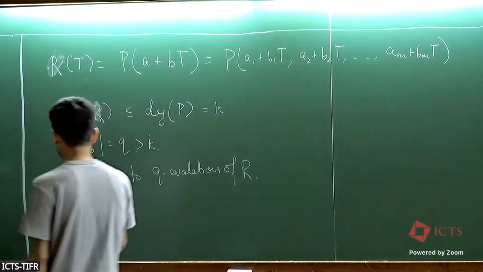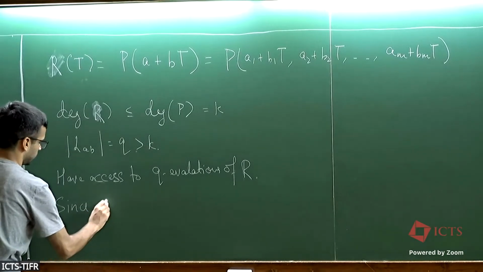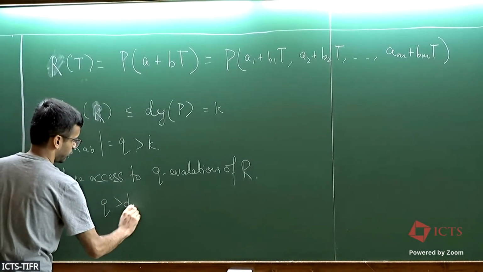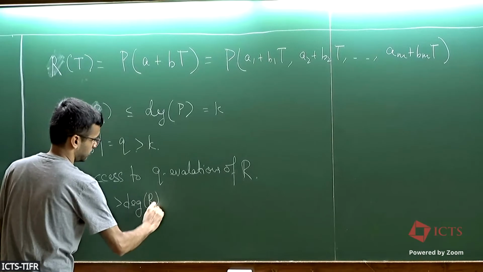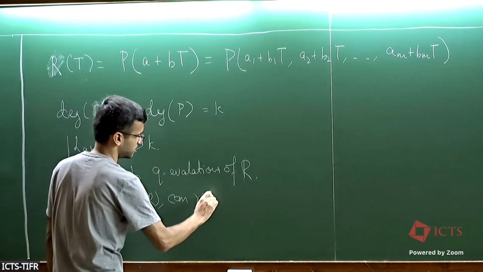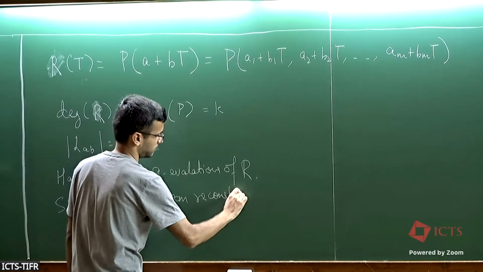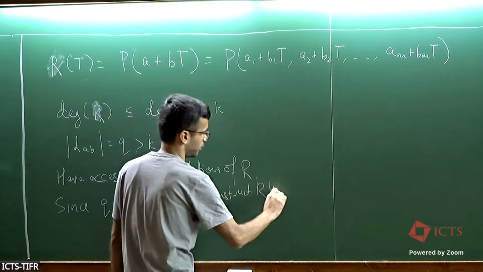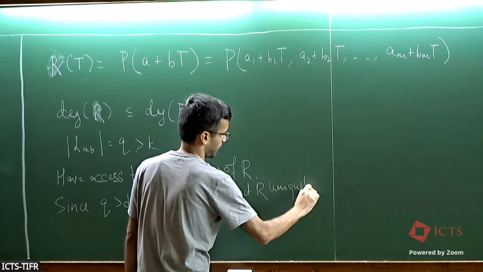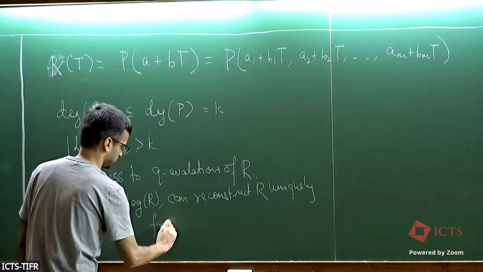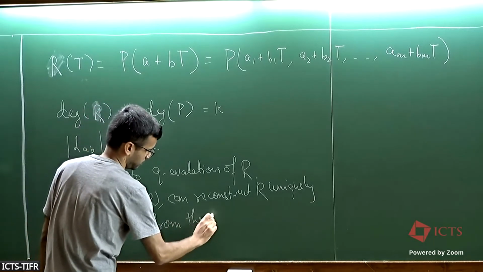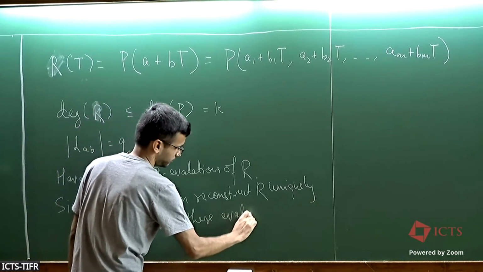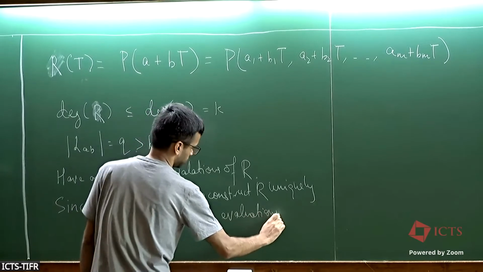So since Q is greater than the degree of R, we can reconstruct R uniquely from these evaluations.